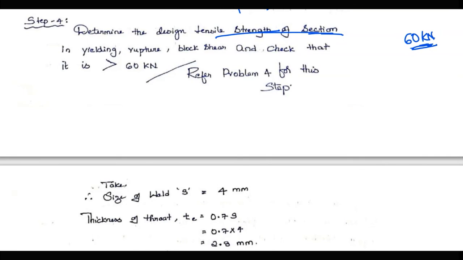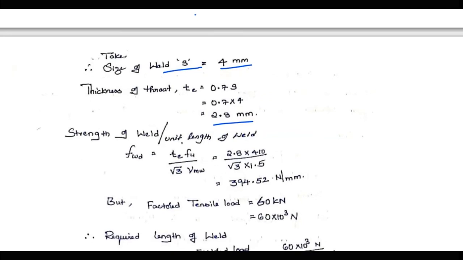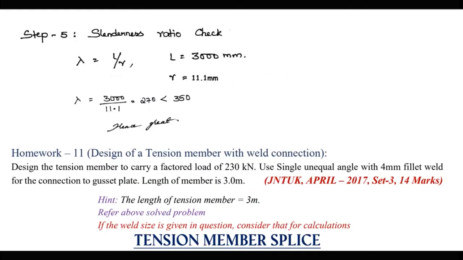And check whether the strength in yielding, rupture and block shear is greater than 60 or not. If it is less than 60, then you have to change the section. If it is greater than 60, no problem. The strength of the section is greater than the load applied. Okay. So now, finally, we are taking a weld of 4 and throat thickness of 2.8 and the strength of the weld is this. Now let us come to step 5, slenderness ratio check.